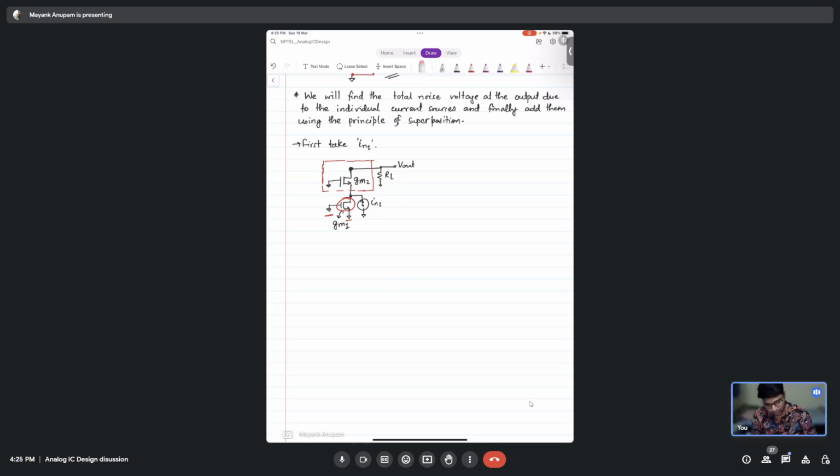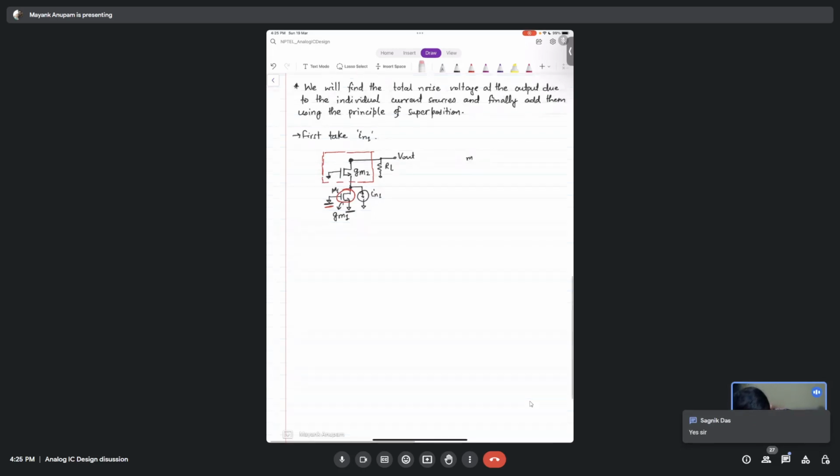So anyway, back to this question. In this particular MOSFET M1, the gate is also grounded and the source is also grounded. So the current flowing through this MOSFET has to be zero, right? Current through a MOSFET is gm times VGS. You see, VGS here is zero, right?